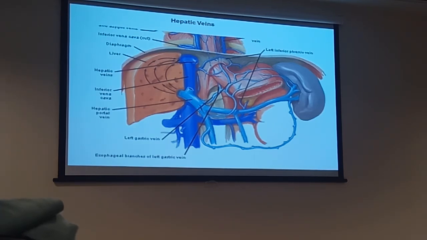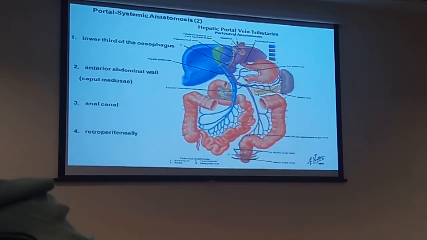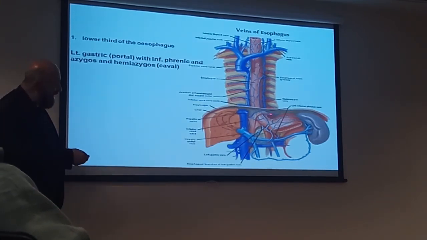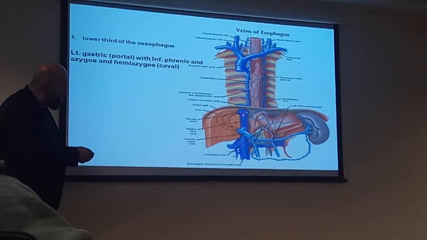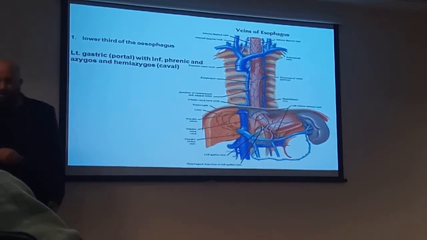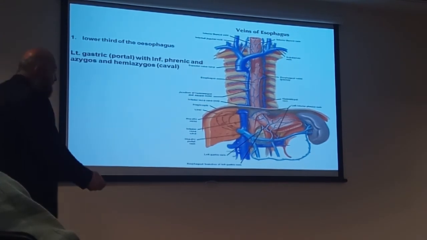Why? Because we have four locations where you have portal systemic anastomosis. Number one, we spoke about it earlier, which is the lower third of the esophagus. It is drained by the inferior phrenic, which goes to the inferior vena cava, and by the left gastric, which goes to the portal. Do they communicate with each other? Yes. If you have portal hypertension or disease of the liver, these tiny little veins that we don't see suddenly become large and varicose and they might rupture. The patient will come with bleeding.